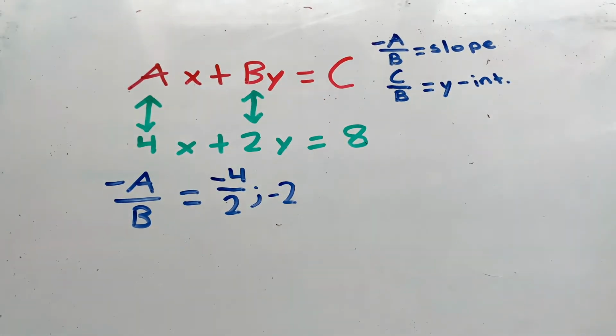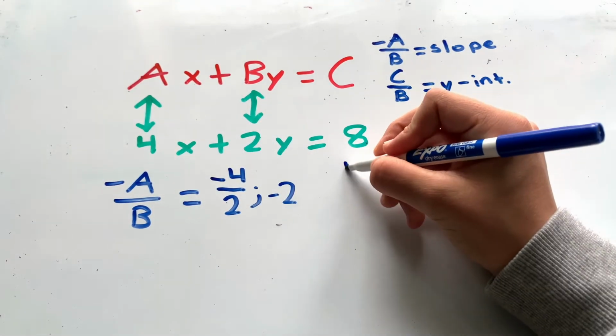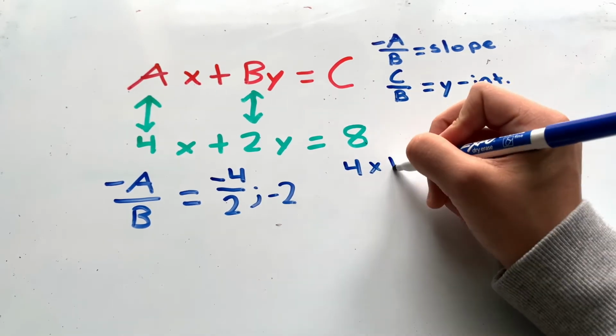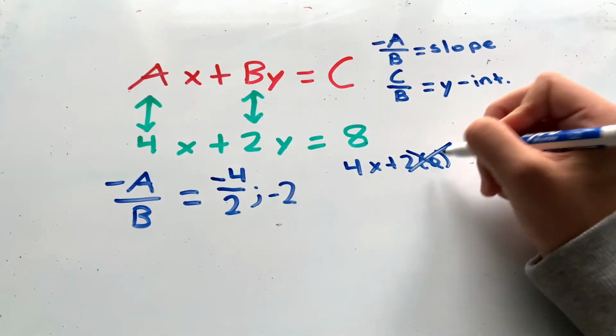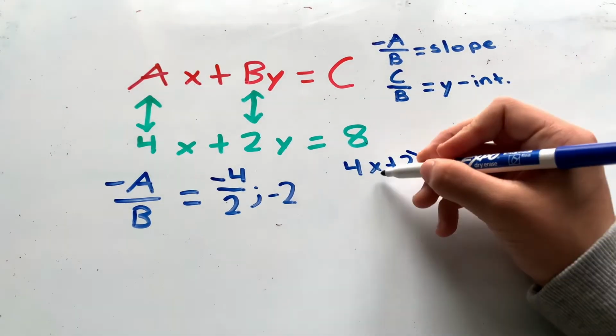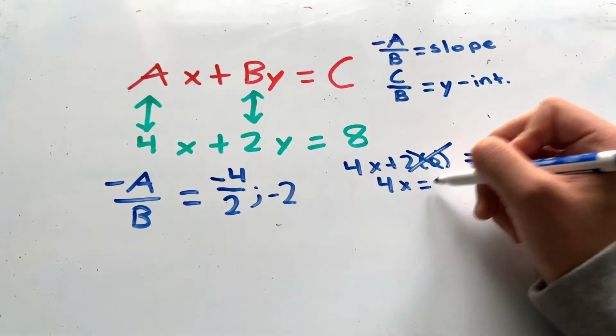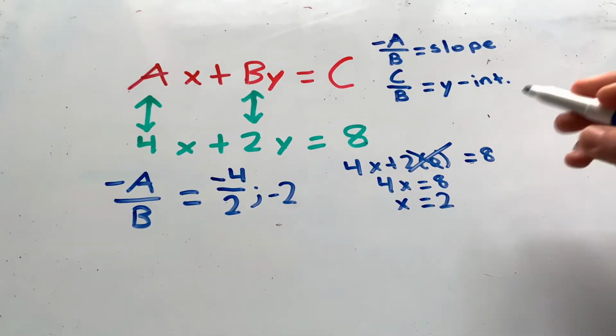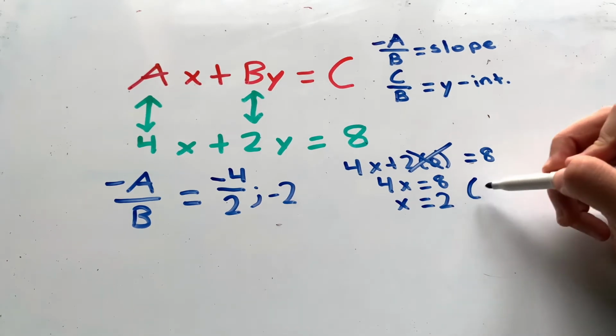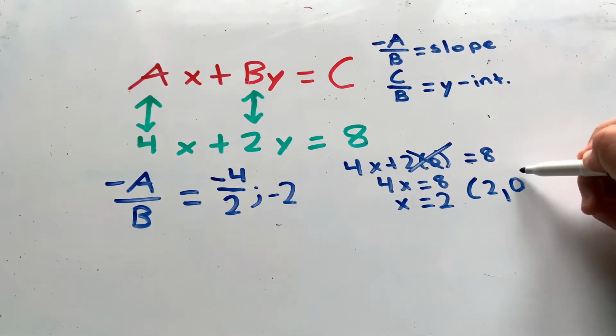Next, the way you find the x-intercept, as I had already said, in standard form you can find the x-intercept, y-intercept, and slope. You do that by setting the y equal to 0. So if we do 4x plus 2 times 0, that's just going to get crossed out, equals 8, and then next you do 4x equals 8, and x comes out to equaling 2. So the x-intercept would be (2, 0).